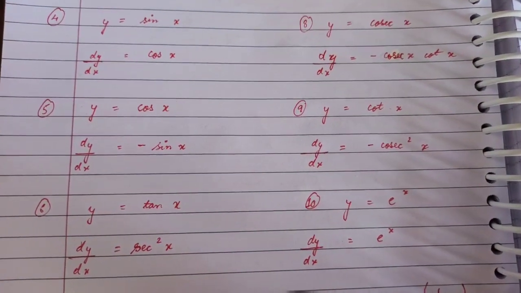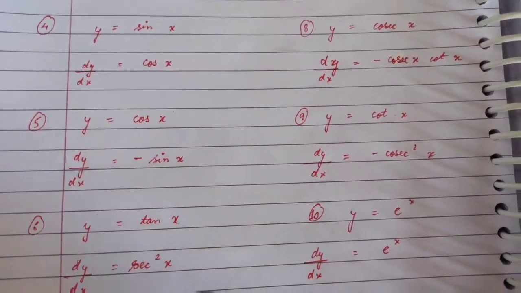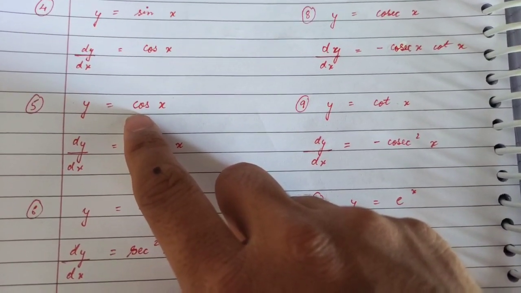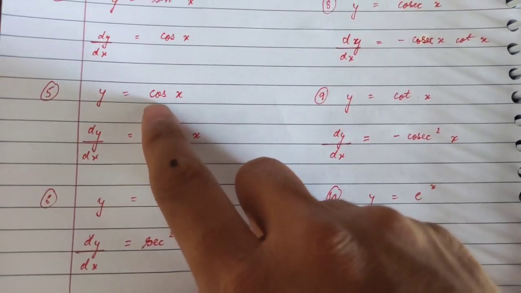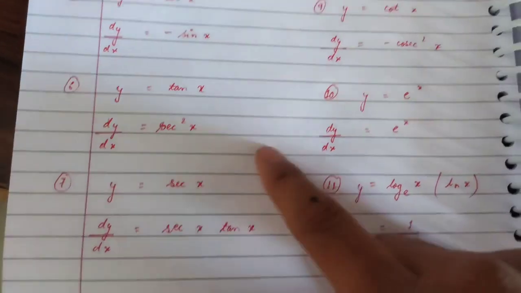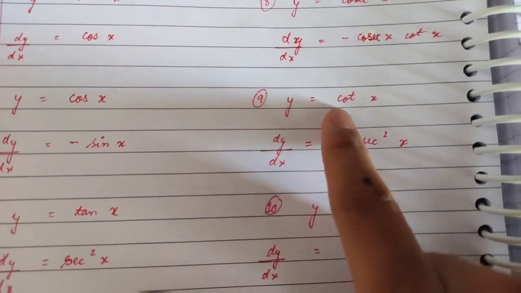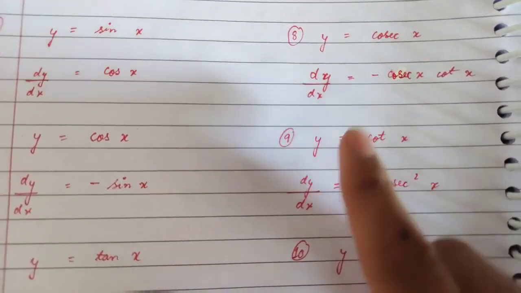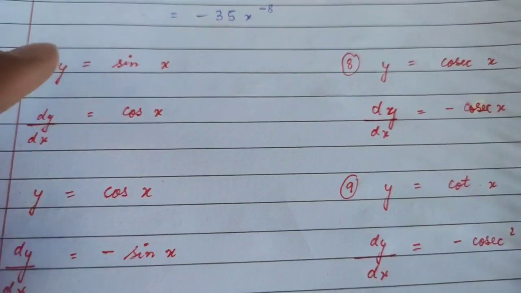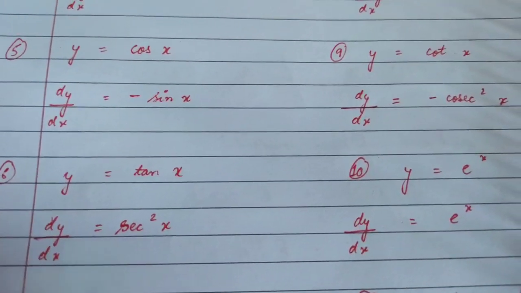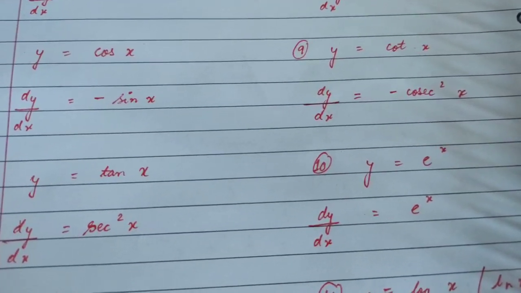There is a small trick you can use to memorize these formulas. Wherever the function starts with c, there is a negative sign. This cos starts with c, so there is a negative sign. Like cot, then cosec, there is a minus sign. Similarly here. There is a relation between sin and cos, cosec and cot, sec and tan. So you can memorize in this way also.